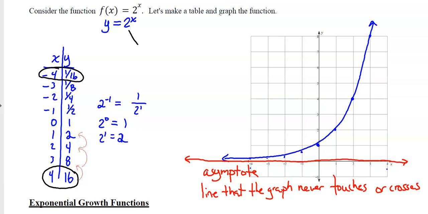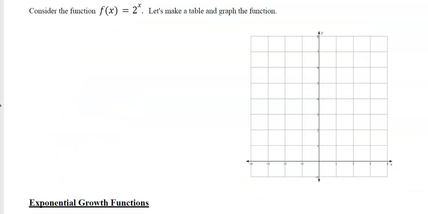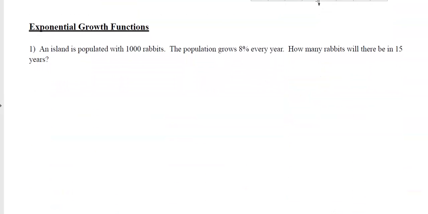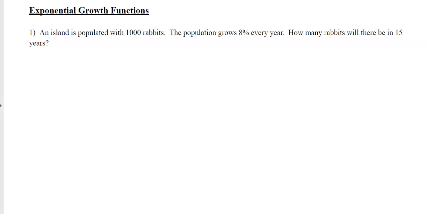Whenever you see this base of 2 here, this sometimes is known as the doubling function. So just kind of a little vocab, something that might pop up later, but that's the doubling function. 3 would be a tripling function, so on and so forth. So that's exponential functions. Now exponential growth kind of has its own variation of that.